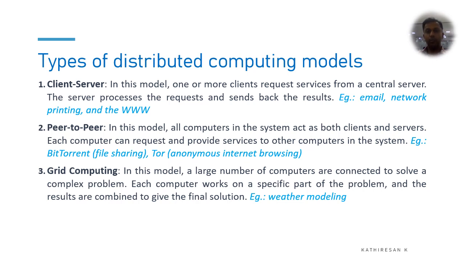And the third one is grid computing. Here, a large number of computers work together to solve a complex problem. Each computer works on a specific part of the problem, and the results are combined to give the final solution. For example, think of a team of scientists who are working on a project to model the effects of climate change. Each scientist has a specific task, such as analyzing data from a particular region or simulating weather patterns. The results are combined to give a comprehensive view of the impact of climate change. So this is another example for grid computing.